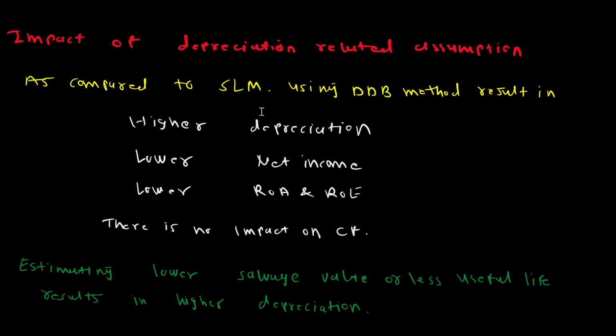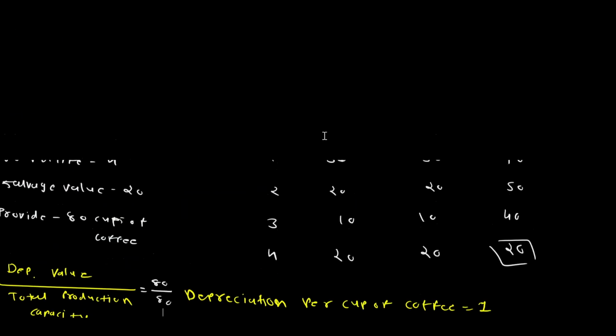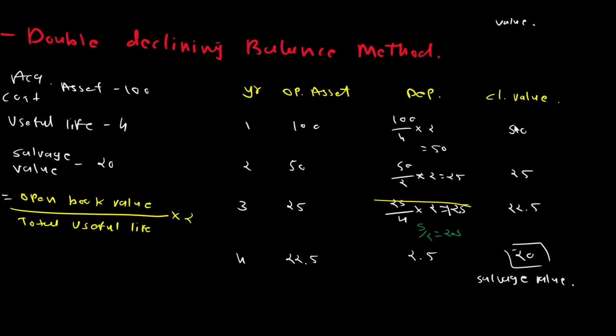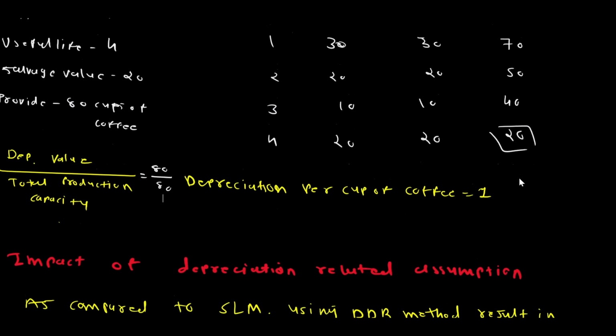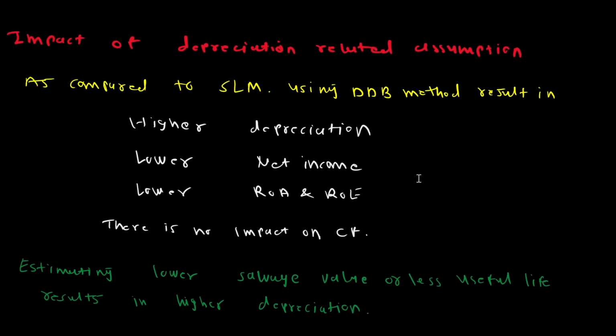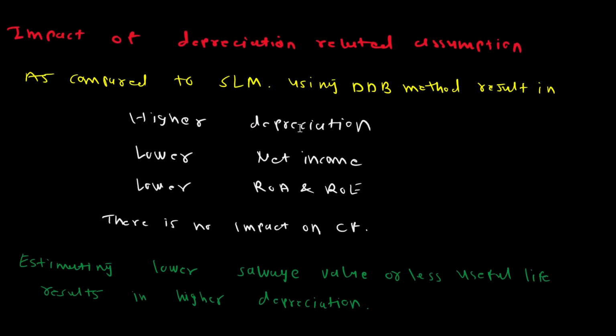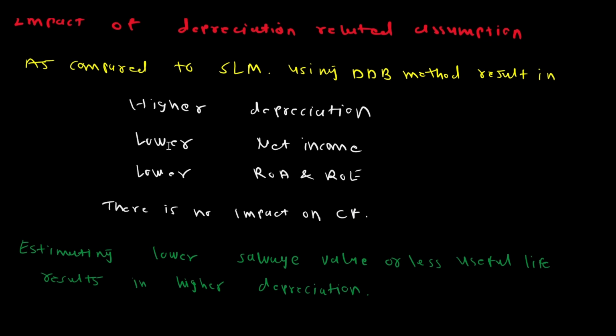So as compared to the straight line method, using the double declining method results in higher depreciation. As we have checked, it depreciates half of the asset price in the first year and 25% in the second year. So it will impact higher depreciation, and this causes lower net income, lower ROA and ROE.